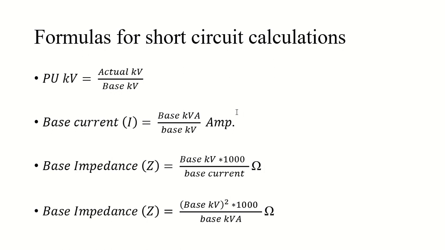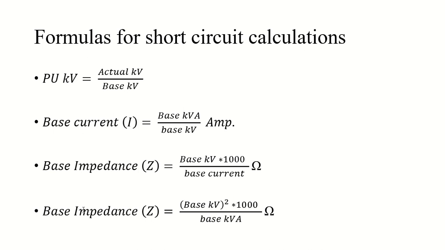Now if I want to find the base impedance, as I have already found the base current, how can I find it? Impedance is nothing but voltage divided by current. So in order to find the base impedance, we take base kilovolt divided by base current, and we multiply it with 1000. Now why are we multiplying it with 1000? Pay attention to what we are taking here. We are taking base kV in the numerator, and in the denominator we are taking base current. So voltage is divided by current, but here we have kilovolt, so we are multiplying it with 1000.